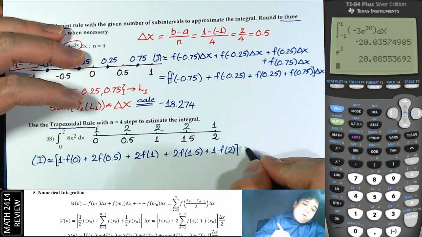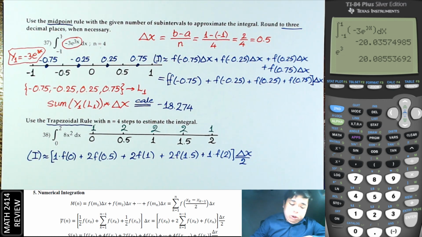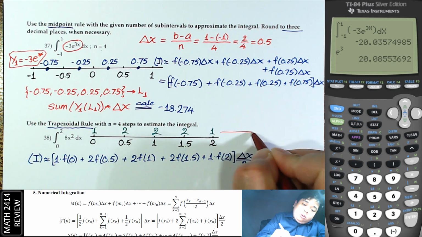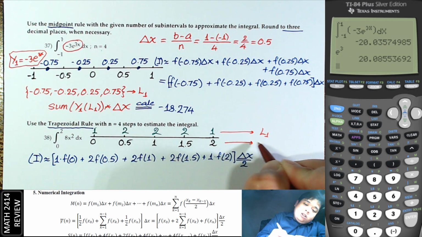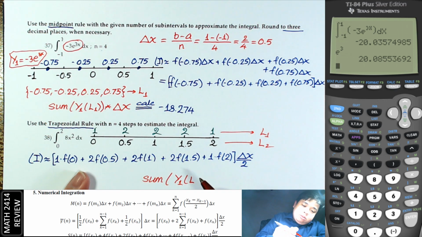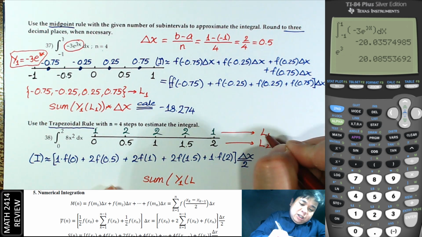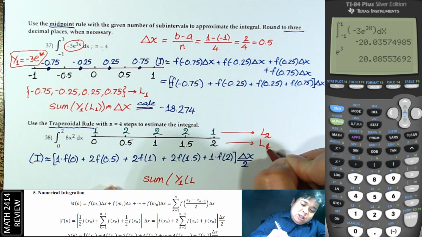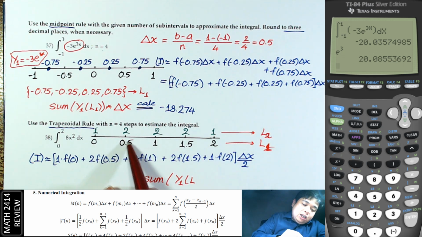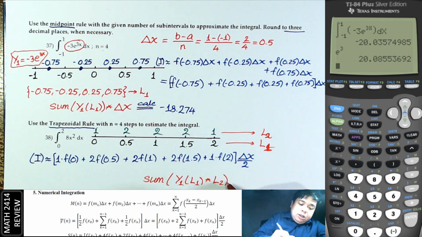And then in the trapezoid rule, it is delta x divided by 2. Right, so we just do that. Now if we want to use the calculator, we store this into list 1, this into list 2, and then the rule is: we evaluate the function at these points in list 1, then times the coefficient in list 2, and then times delta x divided by 2.